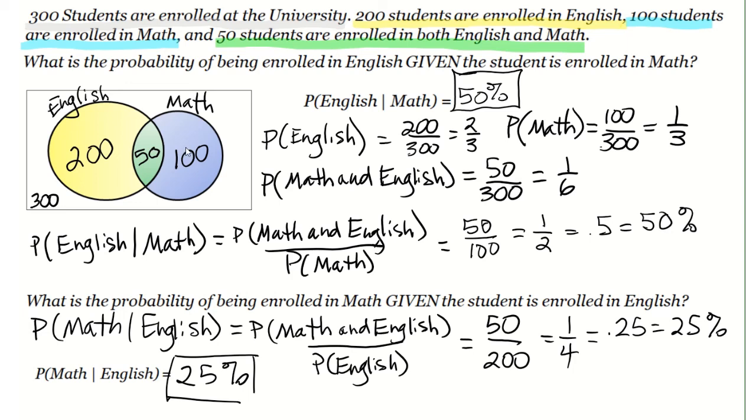For my second problem, we took the probability of being enrolled in both math and English, which is 50, and then divided it by the probability of being enrolled in English, which is in my yellow circle of 200. That gave me a 25% probability that if a student is enrolled in English, then they will also be enrolled in math, 25%.